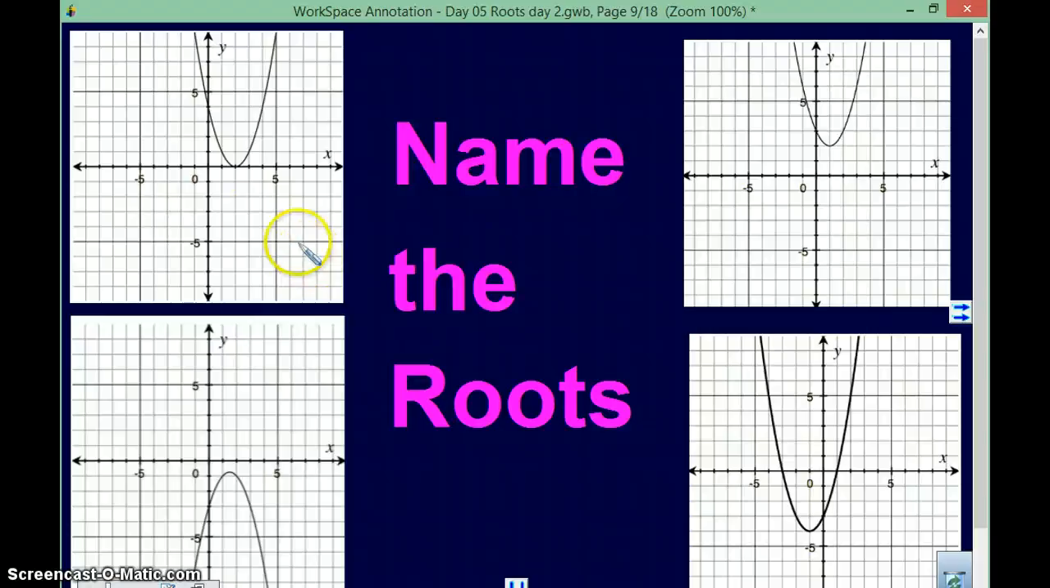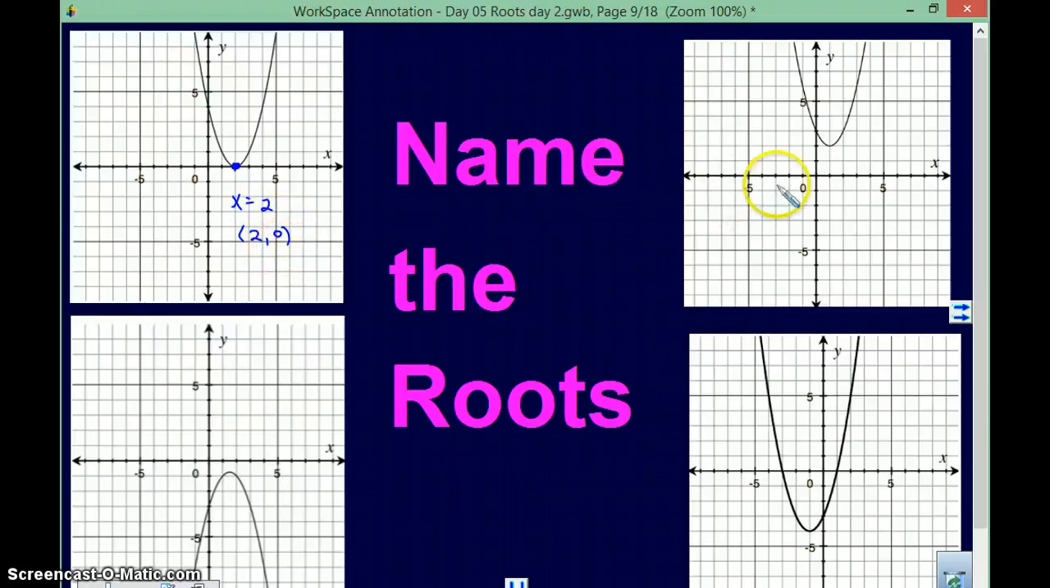Name the roots. Okay, what are the roots? We've got a quadratic equation. This is y equals ax squared plus bx plus c. The roots are where y equals 0. There is one root right here, just one. That's going to be the root at x equals 2. So if x equals 2, then y equals 0. We also call that the 0 of the equation.